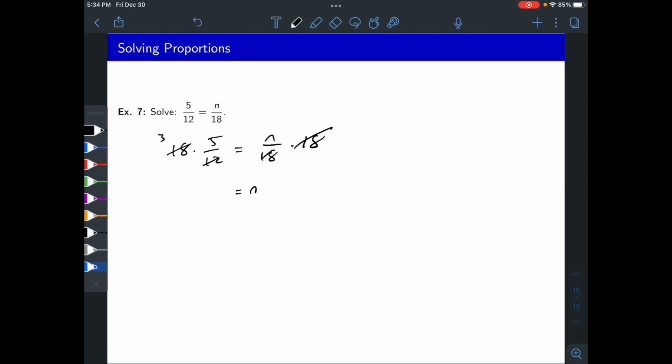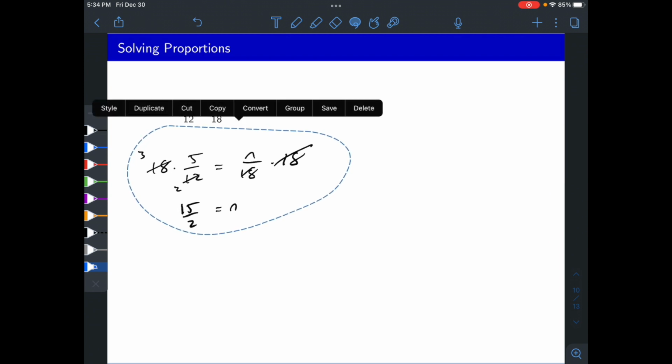So 18 divided by 6 is 3. 12 divided by 6 is 2. So we have 3 times 5 over 2, which is 15 over 2. Right? 3 times 5 is 15, and then just divided by 2. So n would just be 15 over 2.